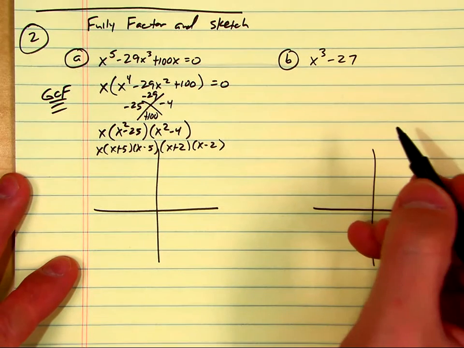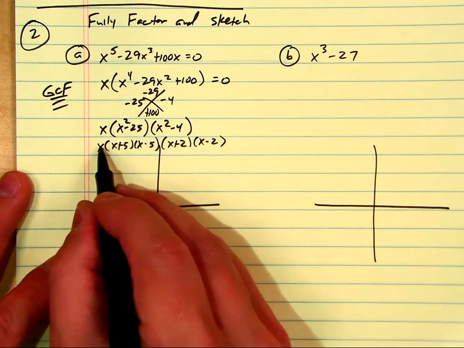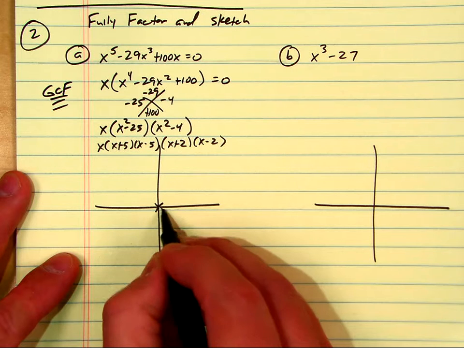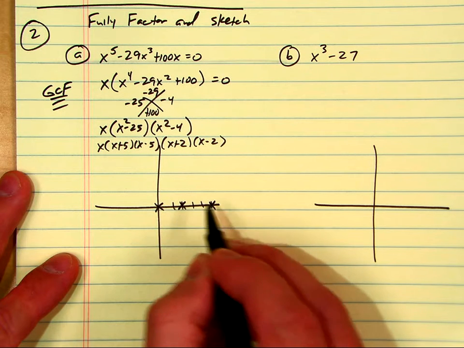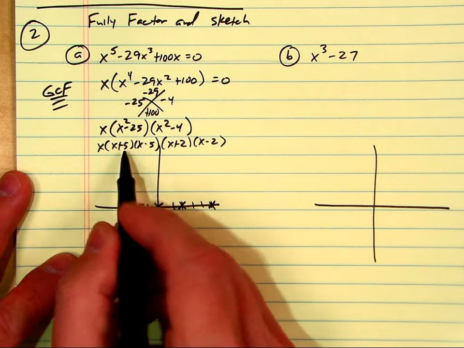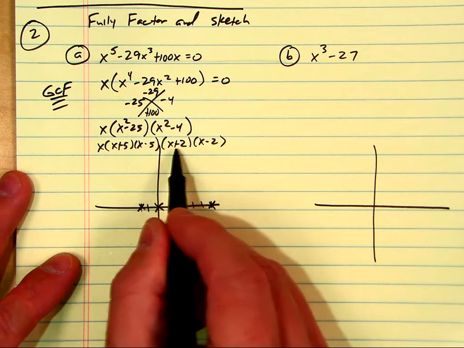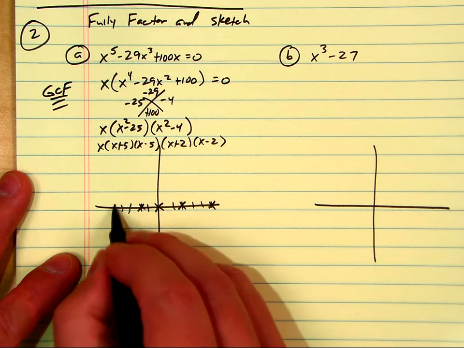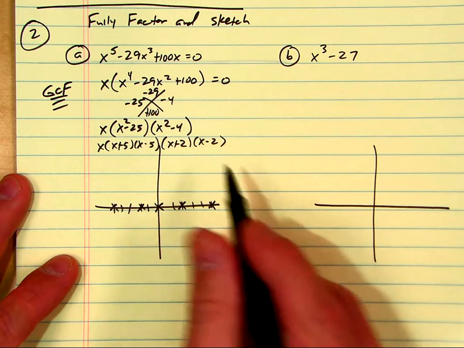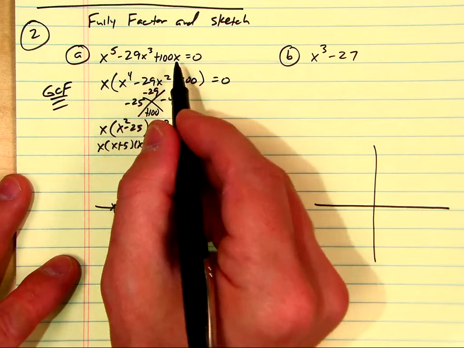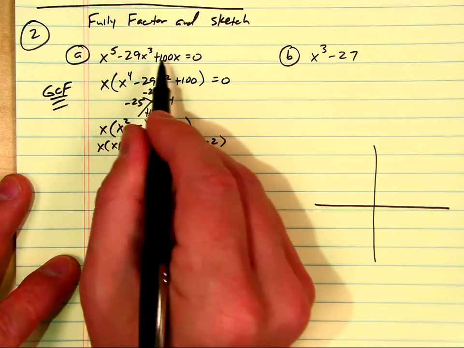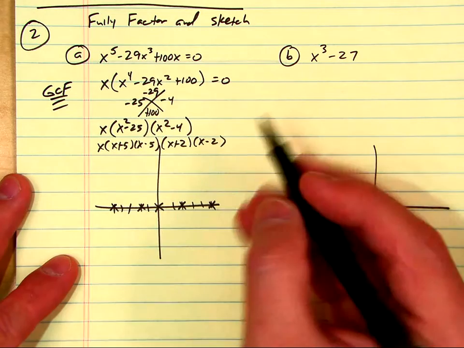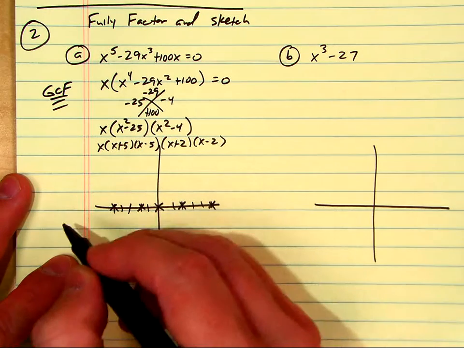Now we need to sketch it. Let's see, where's the y-intercept? It's right there at that 0. We have that one, and then 3, 4, 5, 1, 2. You guys see there's zeros at plus or minus 5, plus or minus 2, and at 0. Maybe some of you might remember, is this function even or odd? This function is odd because all the exponents are odd and there's no constants. So this is actually symmetric about the origin.